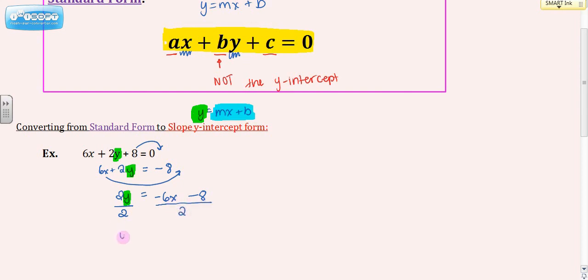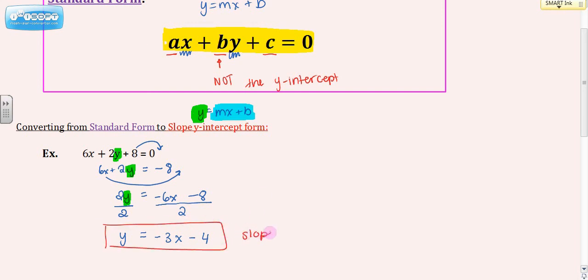So now I'm left with y equals negative 6x minus 8, all over 2. Negative 6x, if I want to break this up, divided by 2 is only minus 3x. And minus 8 divided by 2 gives me a minus 4. Now, if I look at this, this is my equation of a line in the slope y-intercept form, which is what I want.